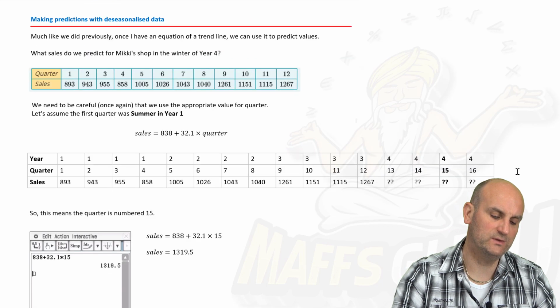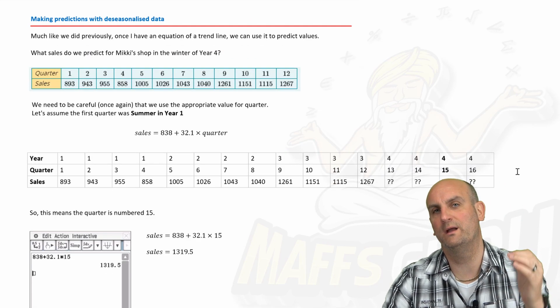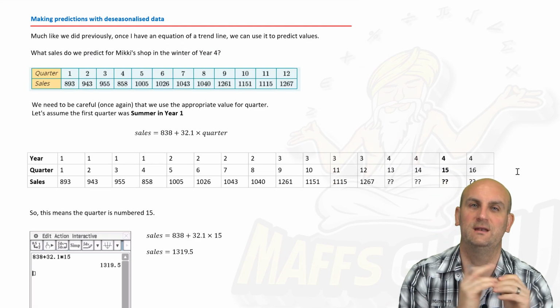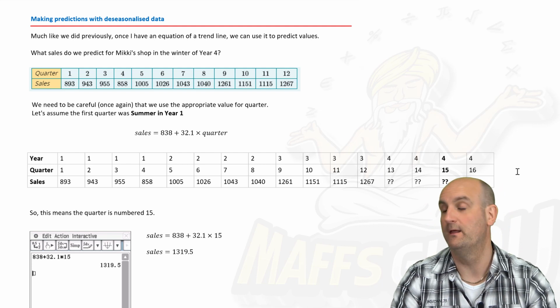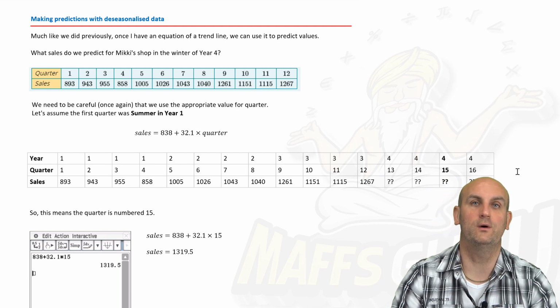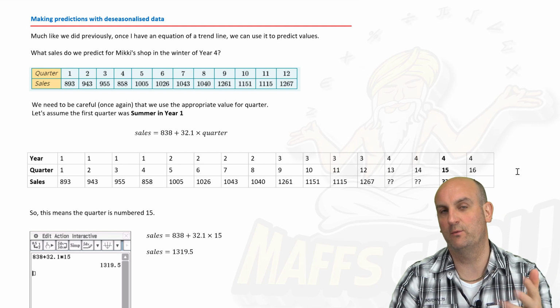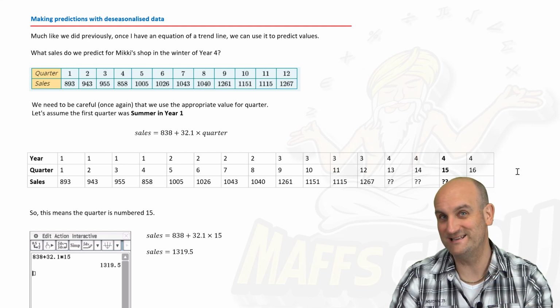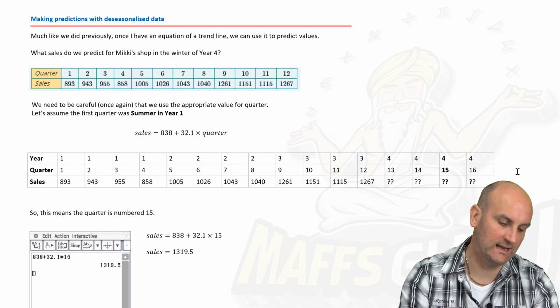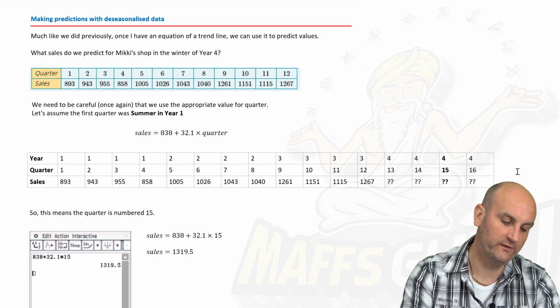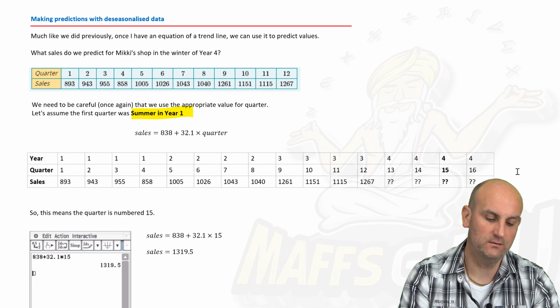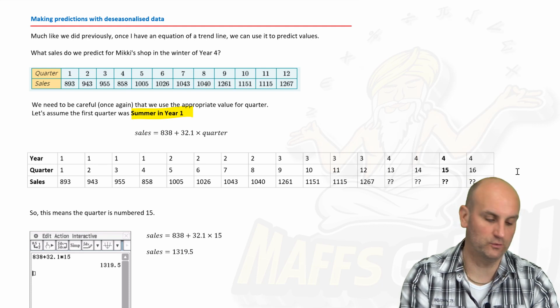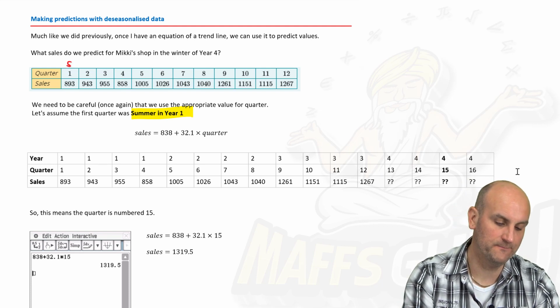Making predictions with deseasonalized data. Oh my goodness, I feel like a broken record because we're now just going to do the same thing. Again, don't get tricked with this whole autumn, spring, summer, winter thing. You're going to have to come up with the number to place into the formula. But again, we're going to assume for this example for now that summer is that first quarter. This is going to be summer, autumn, winter, spring.